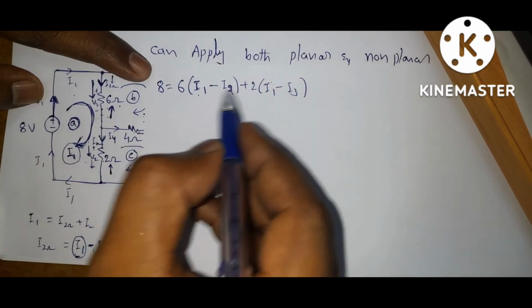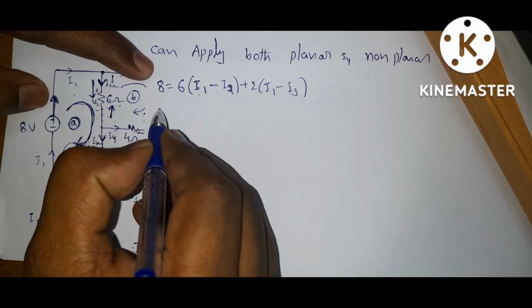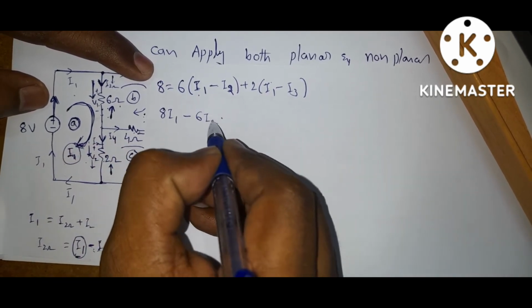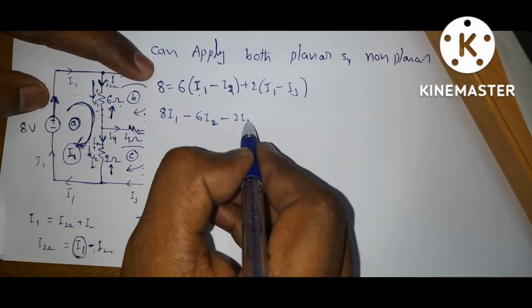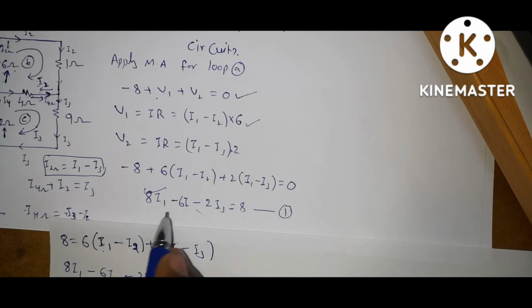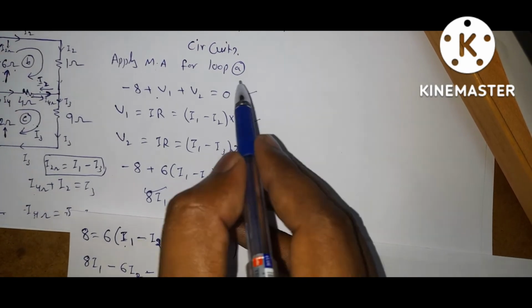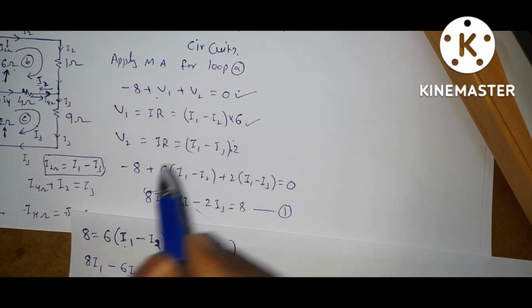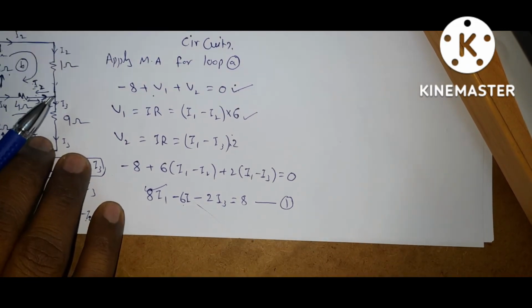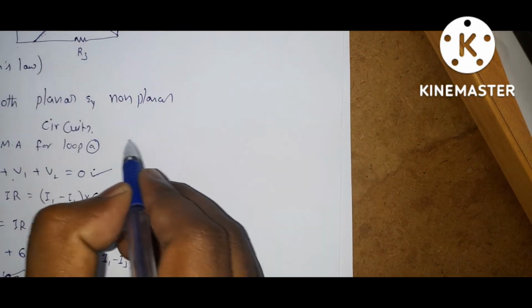Okay, from this equation, what we are getting? 8 I1 minus 6 I2 minus 2 I3 is equal to 8. If you observe this equation, no need to apply KVL and Ohm's law, you can write this equation directly. Now apply mesh analysis to loop B.